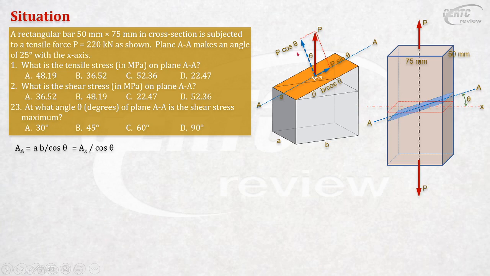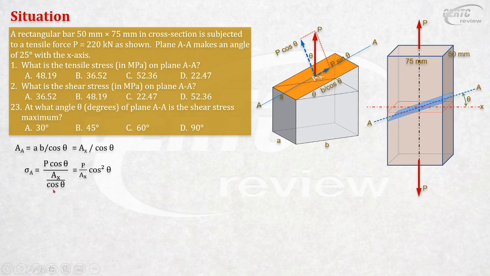All right, so finally, we can also solve the stress here. The normal stress on plane AA, sigma A, equals P cosine theta divided by the area. The area is equal to AX over cosine theta. This is P cosine theta over AX over cosine. Okay, so this cosine will go up. So this becomes P over AX cosine squared of theta. Okay, do you see that?